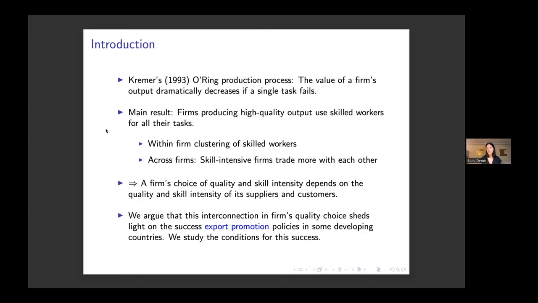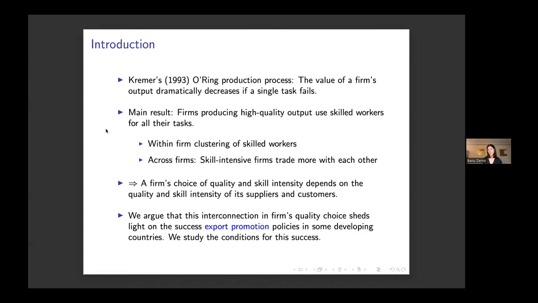But then a firm's choice of quality or skill intensity would depend on the same choice made by its customers as well as suppliers. When deciding whether to upgrade quality, the firm would be willing to do it to the extent that its buyers value quality, and also to the extent that its suppliers would be willing to provide high quality inputs to this firm.